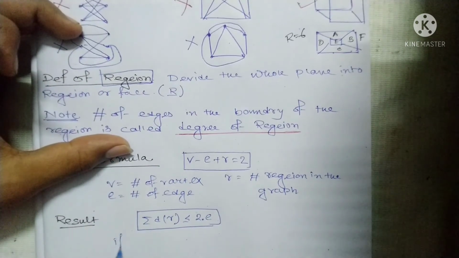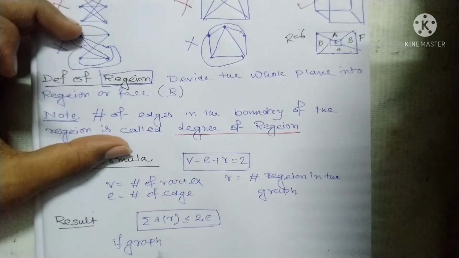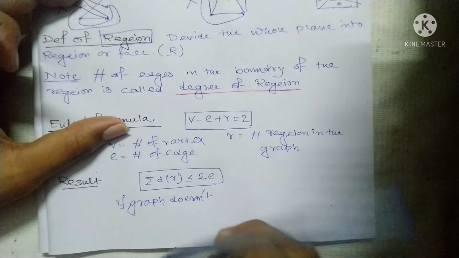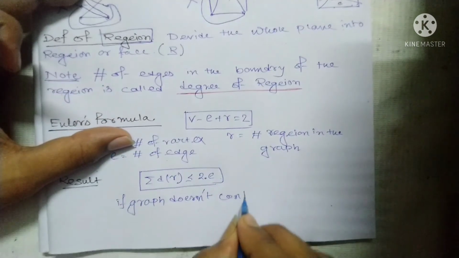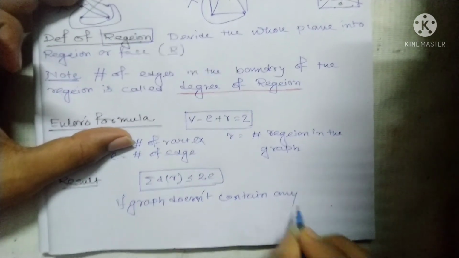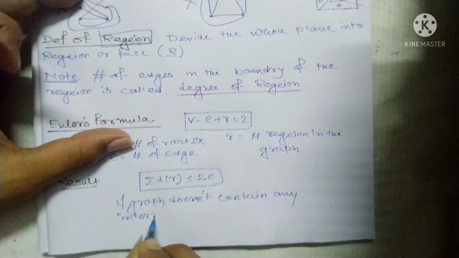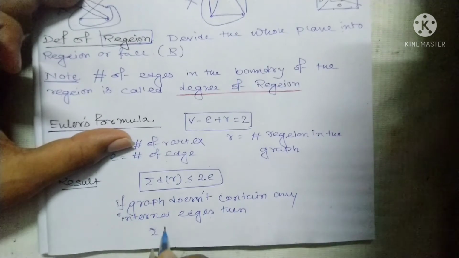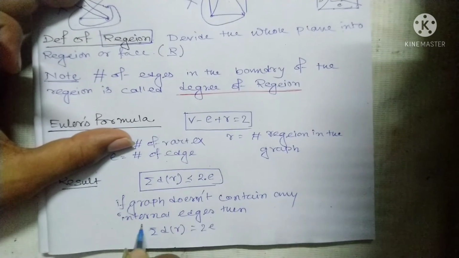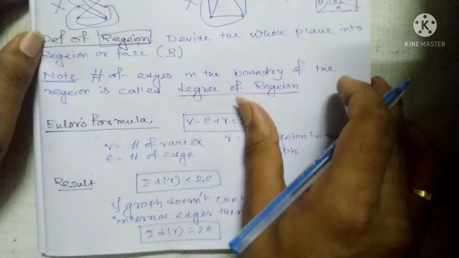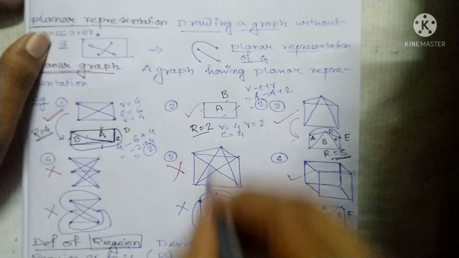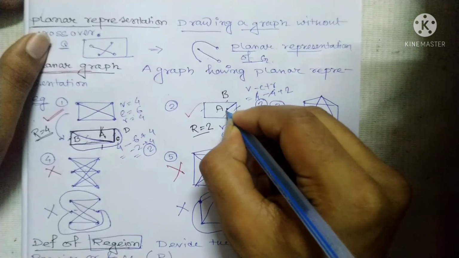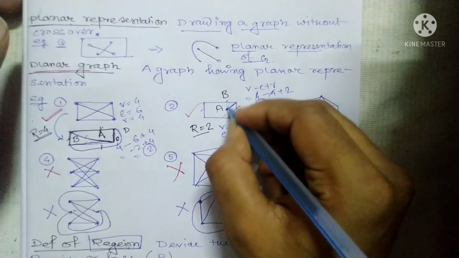And if the graph doesn't contain any internal edges, then we can say that the sum of degrees of regions is equal to 2 times the number of edges. Okay, so what does an internal edge mean? If this graph has one internal edge like this, then we can say this is the internal edge.